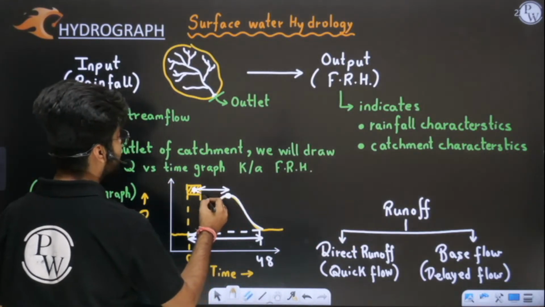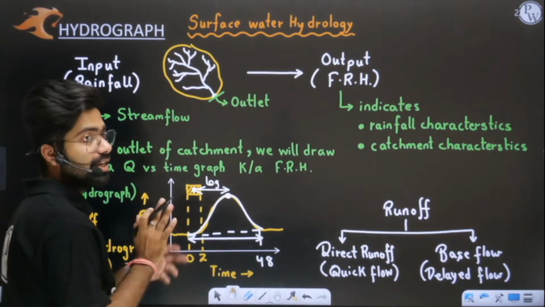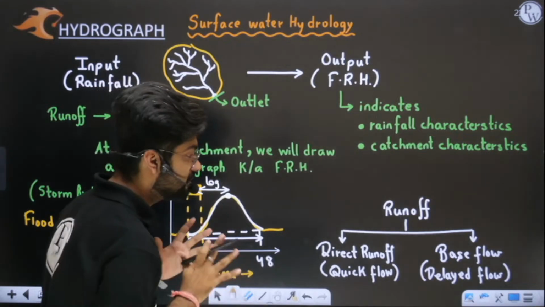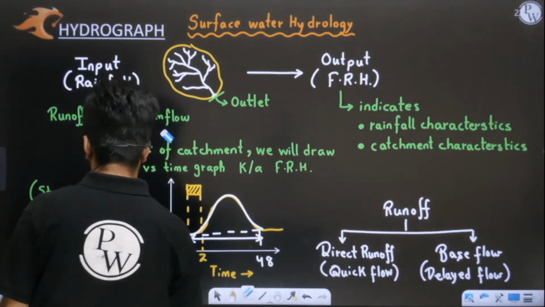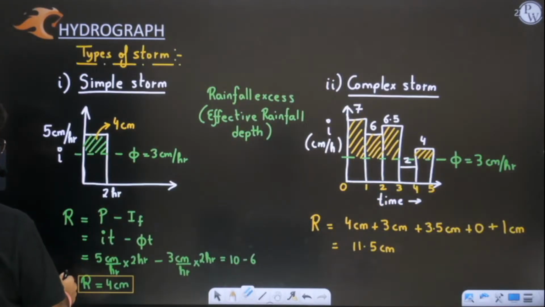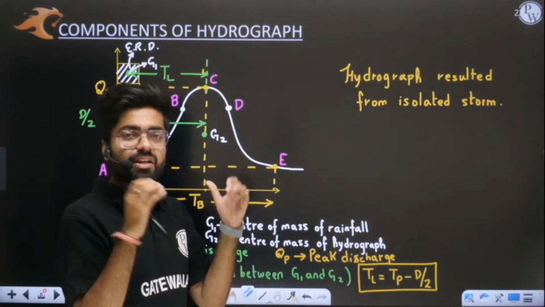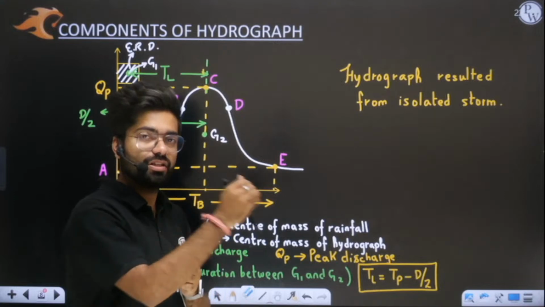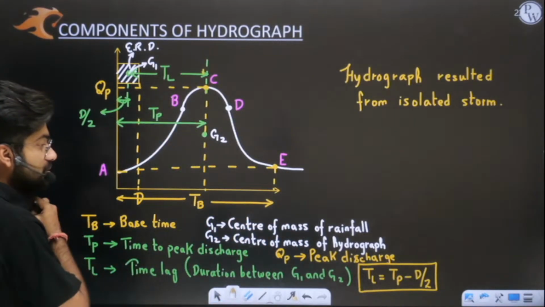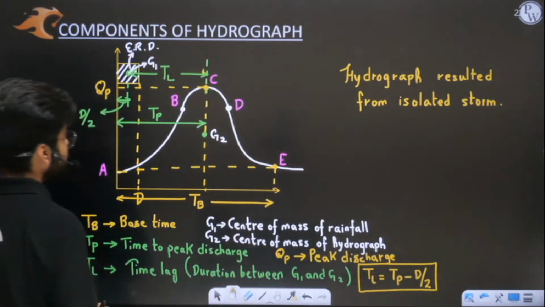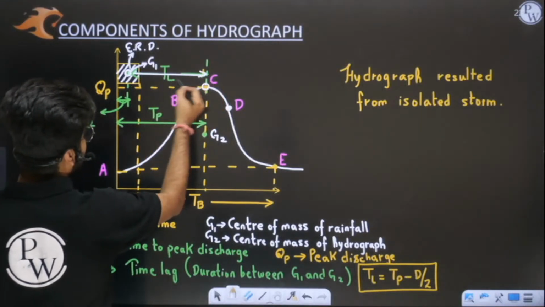And why is lag time there? Because water will for sure take some time to reach the outlet. Yes or no? So that is lag time. Is this clear? Water takes some time to reach your outlet, so for the peak to occur, some time will be taken by your catchment. See, the bigger the catchment area, the more time water requires to reach the outlet, and lag time will be more. So this time gap between rainfall center and peak is known as lag time.